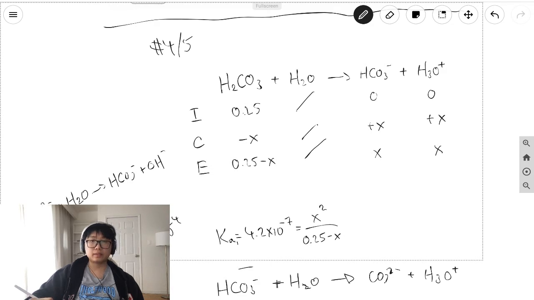Okay, but did I discuss that last time with the shortcuts? Yeah, so if you divide the initial concentration by the Ka, in this case it doesn't matter if it's 500 or 1,000, it's going to cover that, so you can reduce the 0.25 minus x just straight to 0.25.